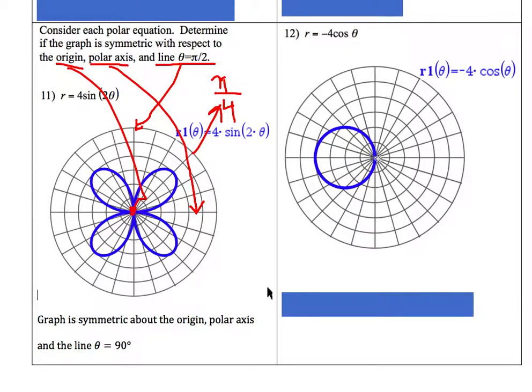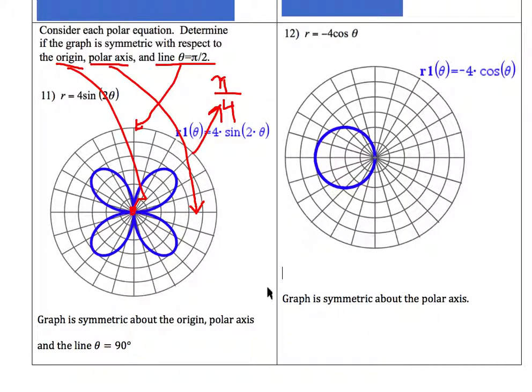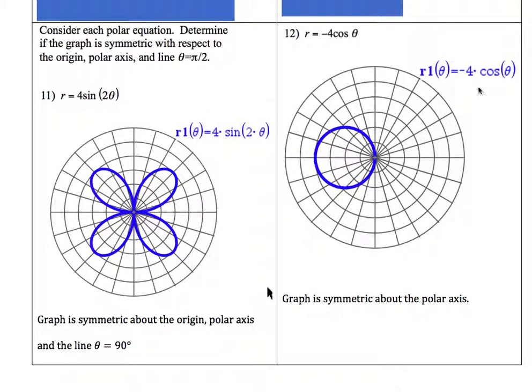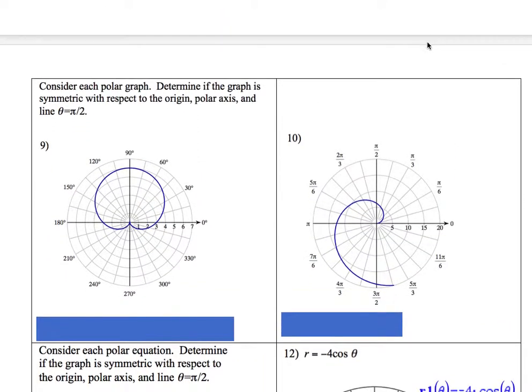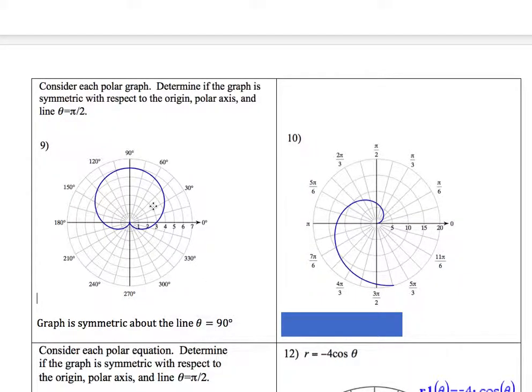The biggest thing is remembering that this line is the polar axis. And that's what we have, symmetric to the polar axis right there. All right, let's look at the other two. Now 9 and 10 actually give us the graph and just tell us what it's symmetric to, which is nice. We don't have to graph these. So this one, we're symmetric to the line theta equals 90 degrees or pi over 2. We're not symmetric to the origin. We're not symmetric to the polar axis. So it's just symmetric to the line 90 degrees or pi over 2.